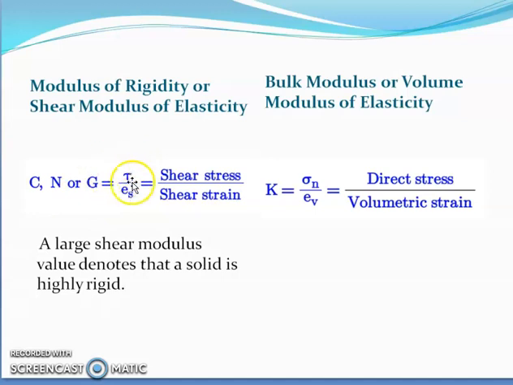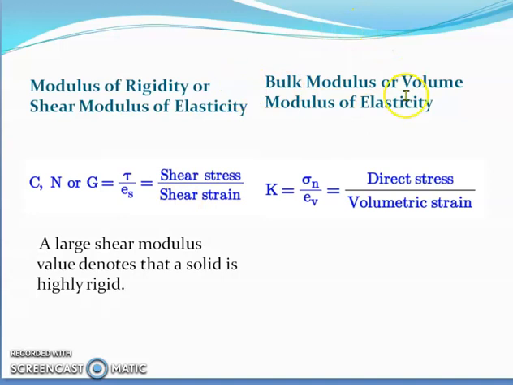So tau is the shear stress and ES is the shear strain. So tau divided by ES, right? A large shear modulus value for a material denotes that that particular material is highly rigid.